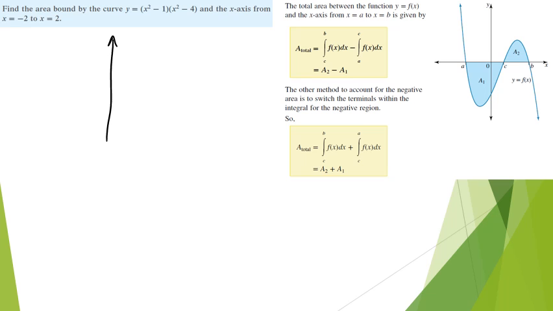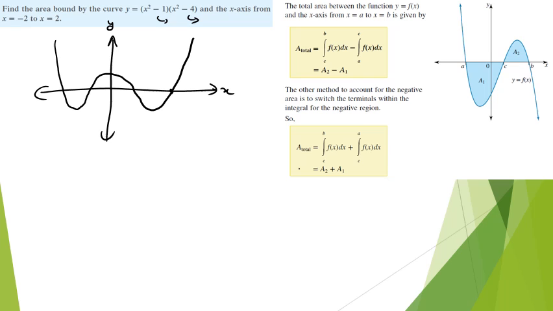So let's do a quick sketch of this graph. Because we can factor it using difference of two squares, we would have it going from negative 2 to negative 1 to 1 and then to 2. So this one gives you x plus 1, x minus 1. This one gives you x minus 2, x plus 2.